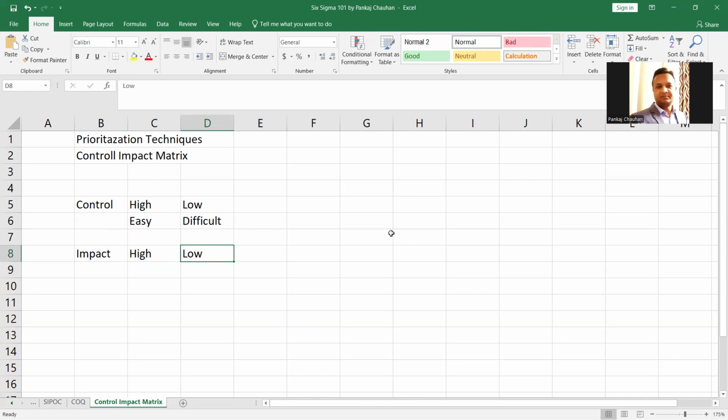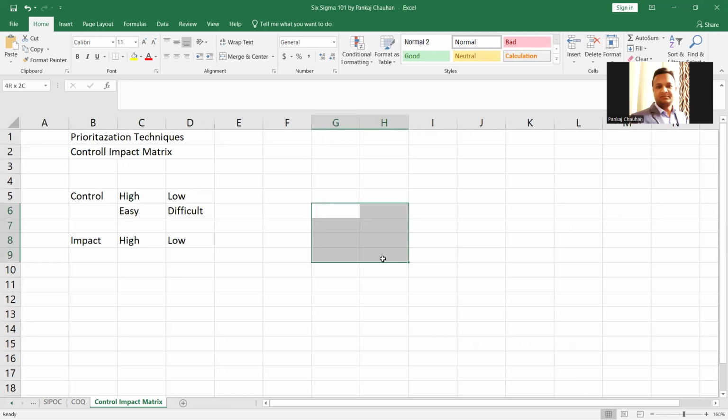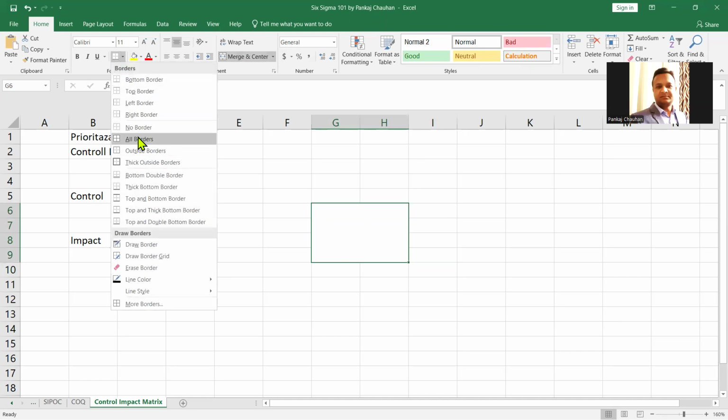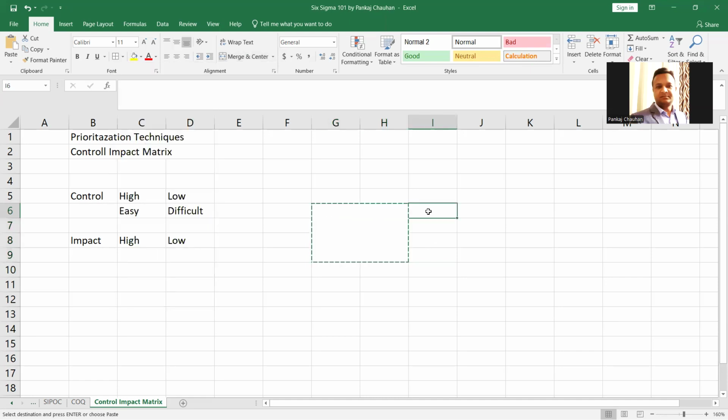So we create a four-block matrix. Let's say like this, which I am creating for you. You will have two axes, one the Y axis and another the X axis.